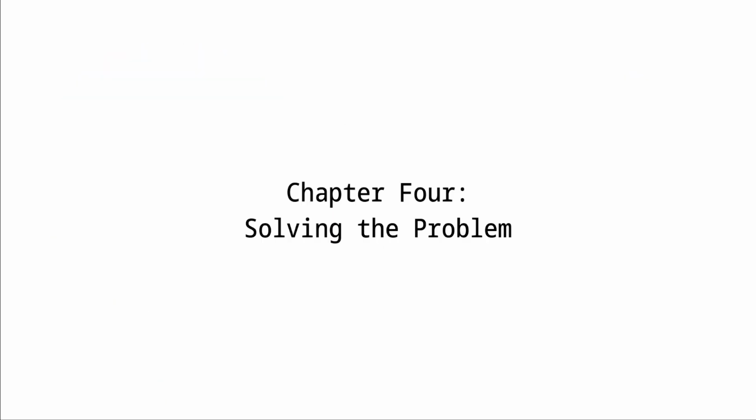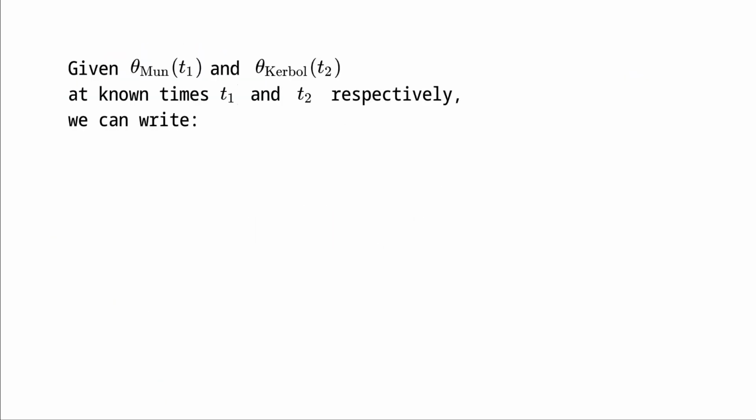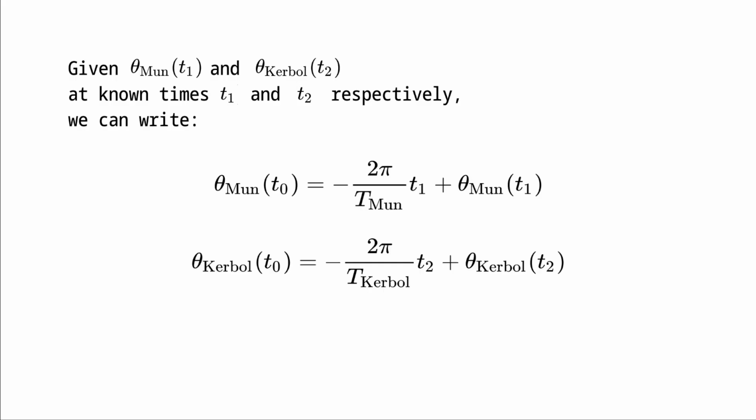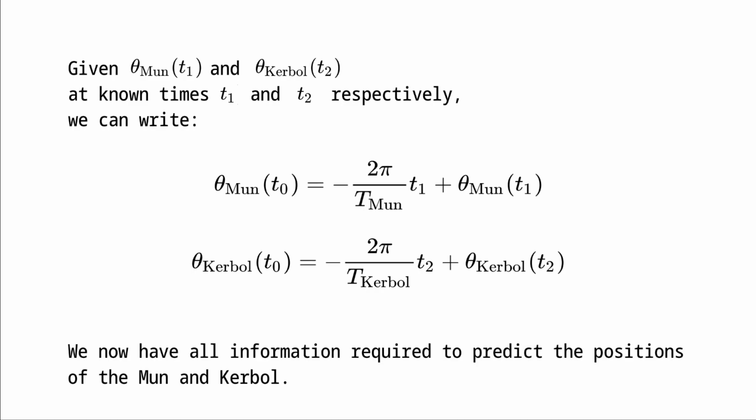For the Moon and Kerbal, let's call these observation times T1 and T2 respectively. With the angles theta Moon and theta Kerbal known at times T1 and T2 respectively, we can rearrange our equations of motion to essentially rewind the paths of the Moon and Kerbal to get theta Moon and theta Kerbal at the epoch. This provides us with all the information we need to solve the eclipse problem and determine the times at which kerbolar and lunar eclipses will occur.